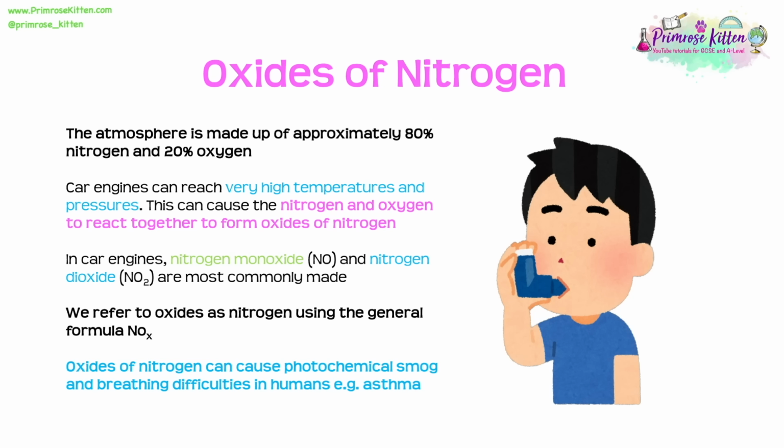Car engines where combustion is taking place can reach very high temperatures and pressures. Now this can lead to the nitrogen and the oxygen that are present in the air reacting together to form oxides of nitrogen. Now in car engines, we'll find that the most common oxides of nitrogen that are made are nitrogen monoxide and nitrogen dioxide. It is common that you'll see these oxides of nitrogen referred to using the general formula NOx.